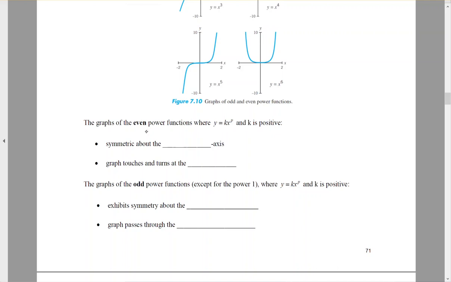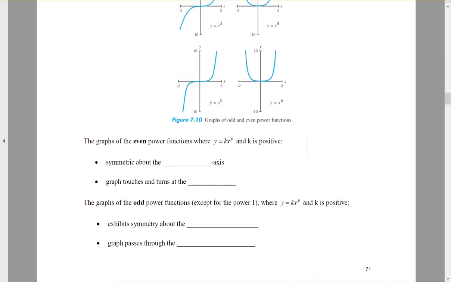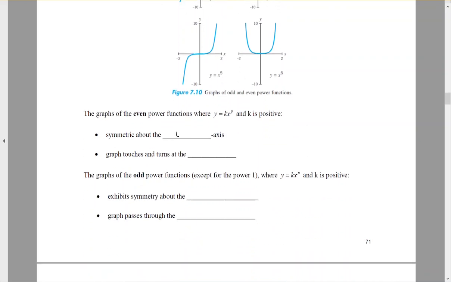But when it's positive, we see that we have symmetry. Now take a look at the even powers and notice what axis you can fold those graphs over. You're going to be folding it over the y-axis, and it's going to lie on itself. So we say that it's symmetric about the y-axis, and the graph touches and turns right there at 0, 0, or the origin.